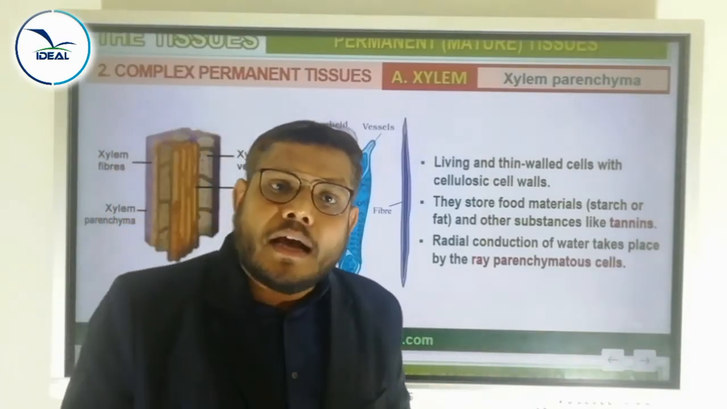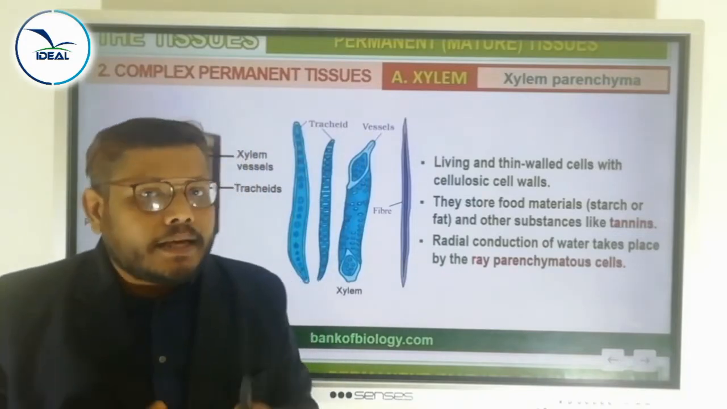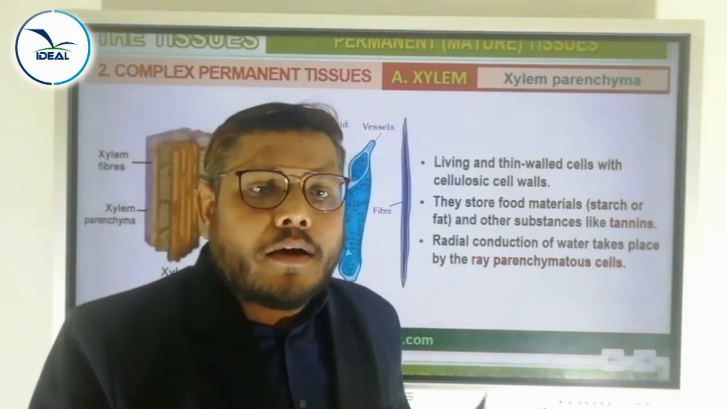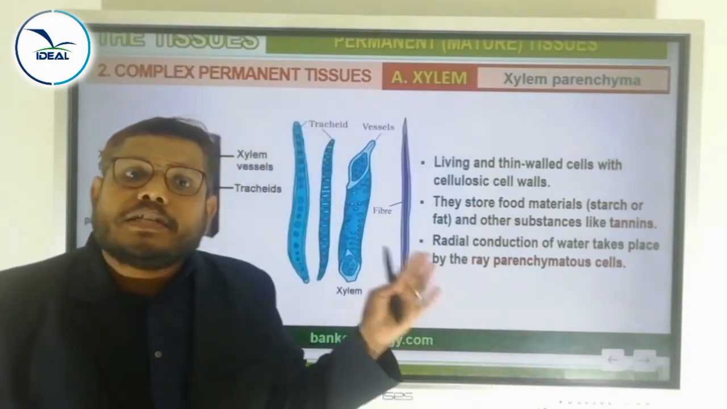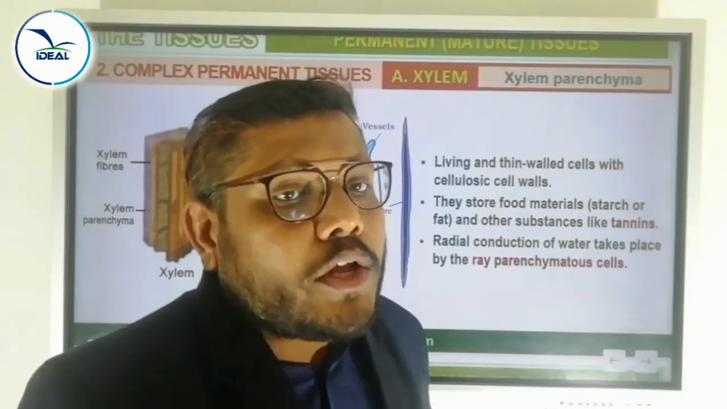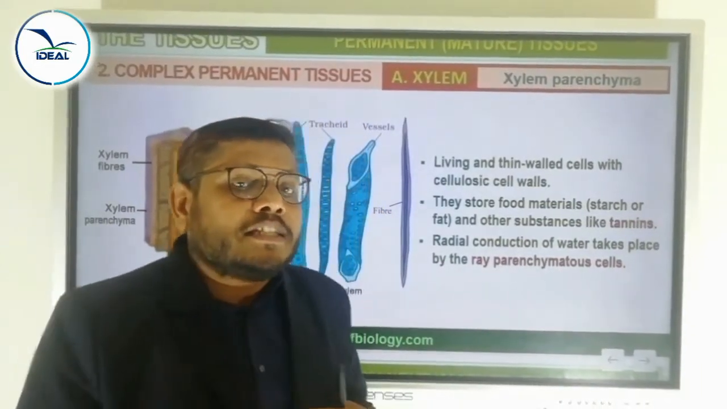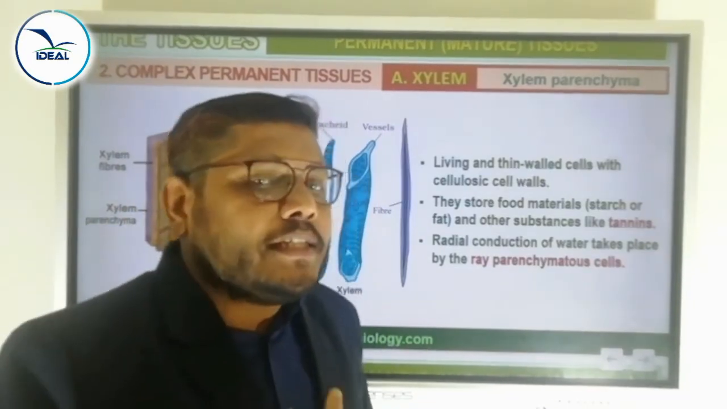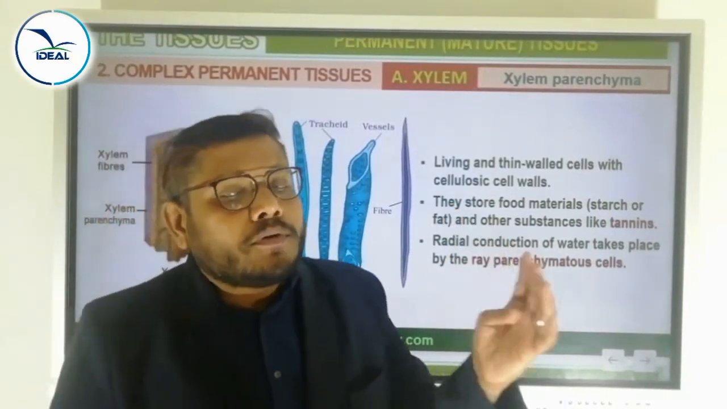Secondary xylem means that after secondary growth, the secondary xylem develops. That secondary xylem contains radially elongated, which type of cell? Radially elongated parenchymatous cells, called ray parenchyma cells, that help in the radial conduction of water. So we already discussed the 4 types of xylem components.